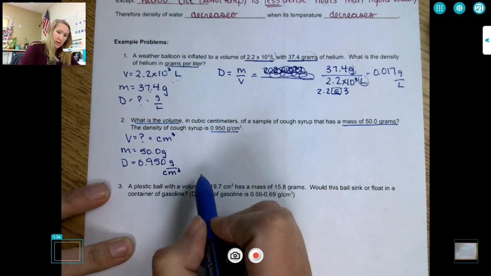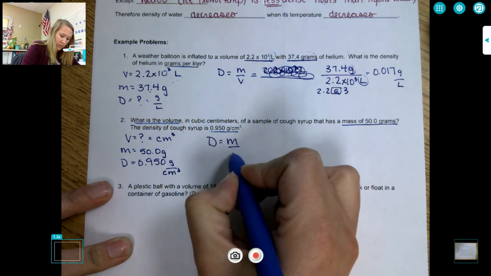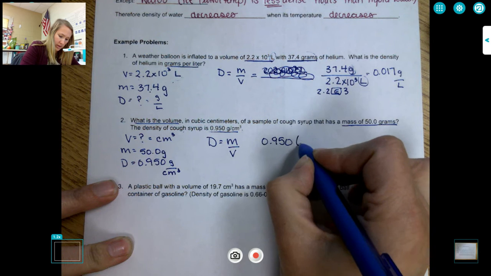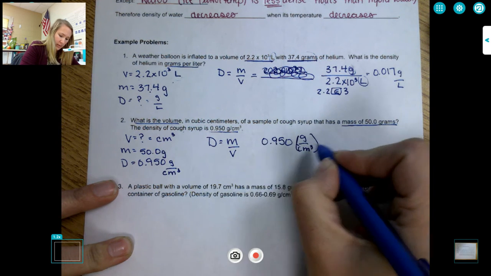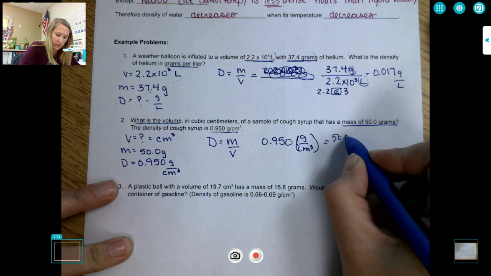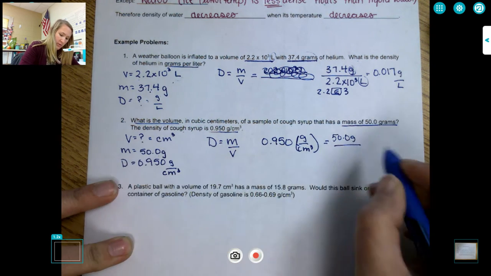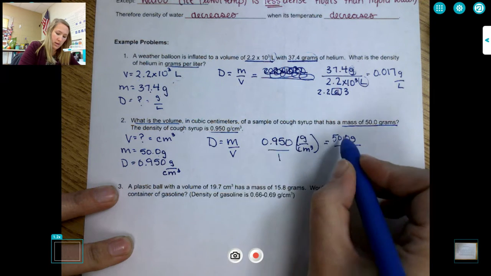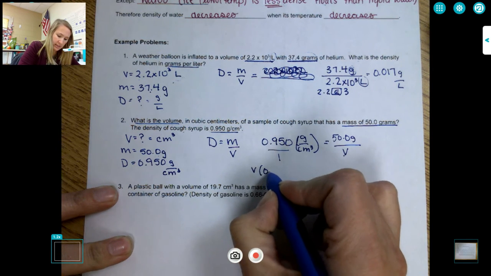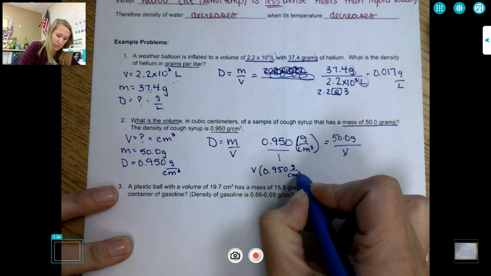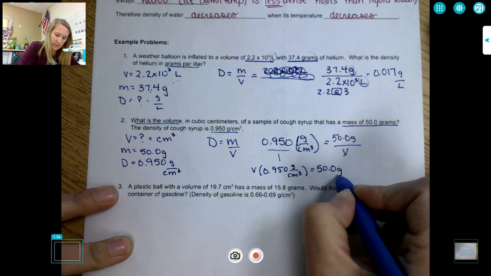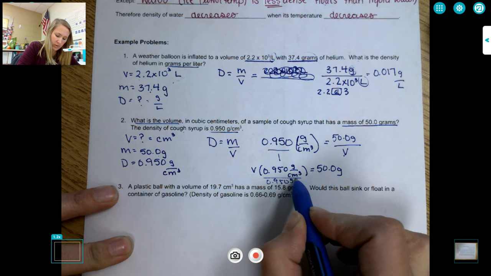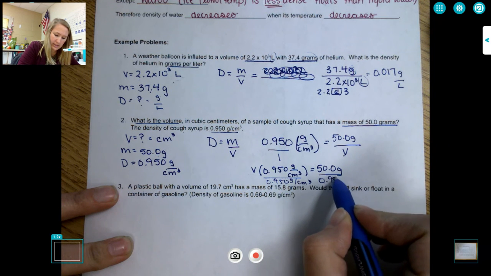Okay. The formula that we have is density equals mass over volume. And we plug in the numbers. We're given density, so we know that 0.950, units are grams per centimeter cubed, equals mass of 50.0 grams divided by my unknown variable of volume. To get volume by itself, right now it's at the bottom of a fraction. We're going to pretend that this is over 1 and cross multiply. So I'm going to have volume times 0.950 grams per centimeter cubed equals 50.0 grams. And I'm going to divide off by what I don't want, because I want volume to be by itself. So 0.950 grams per centimeter cubed. What I do to one side, I have to do to the other.